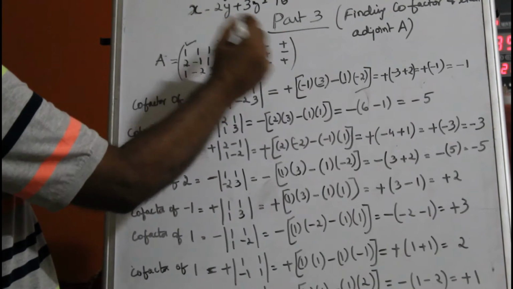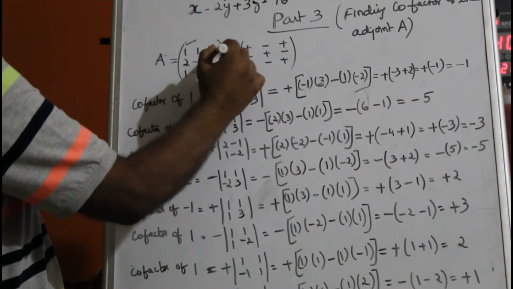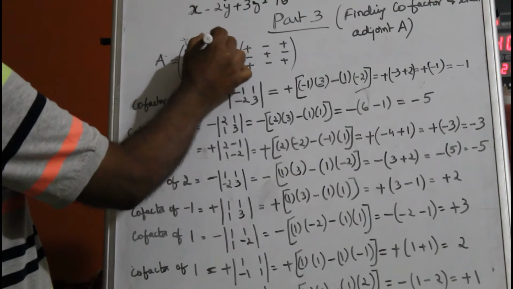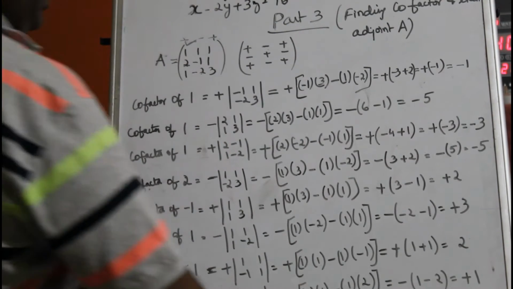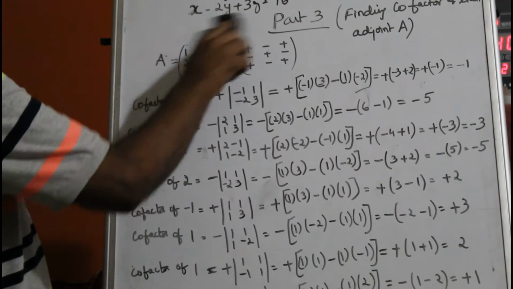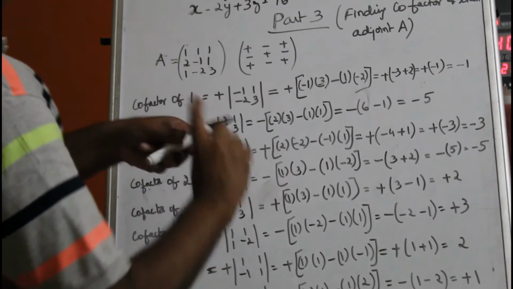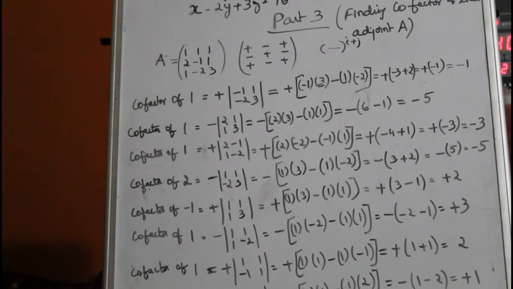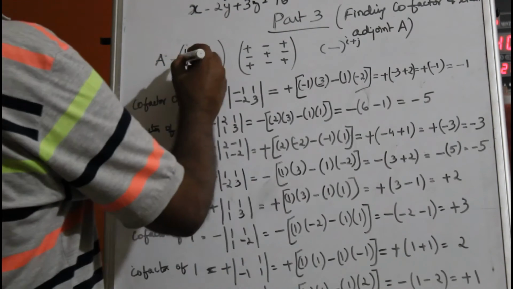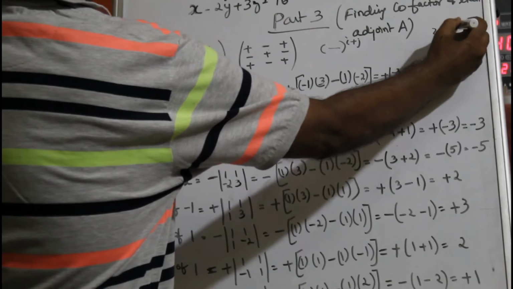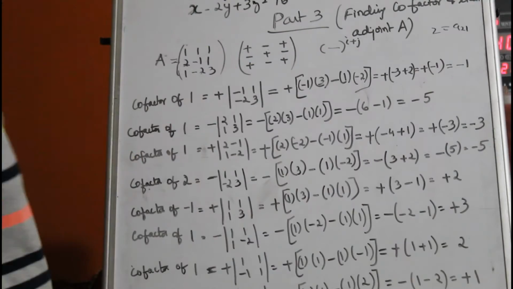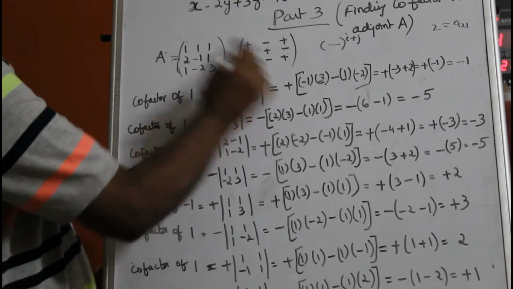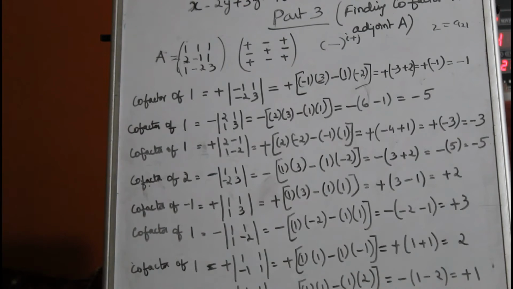All of these will have signs. This has got plus, this has got minus, this has got plus. You can put it like this separately. Don't write the plus and minus on top of the numbers, it will confuse you. So write this separately, it's quite easier. Plus minus plus minus. Actually, these signs come from a formula, minus 1 to the power of i plus j. For example, take this number 2. This number 2 is second row and first column.